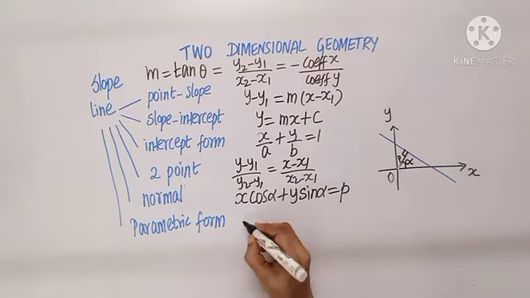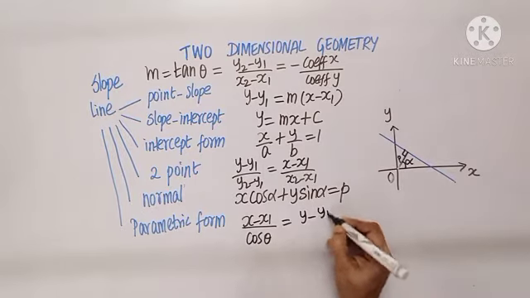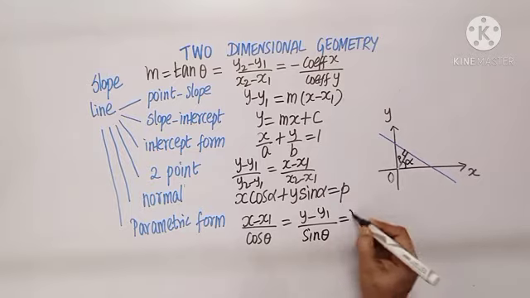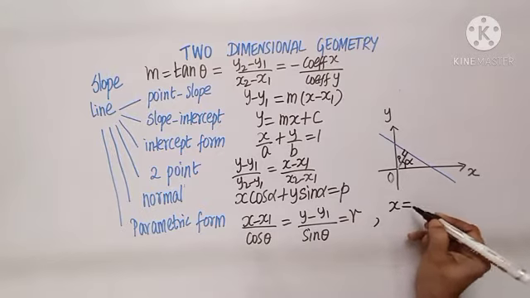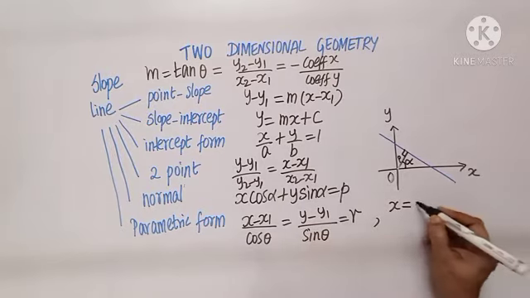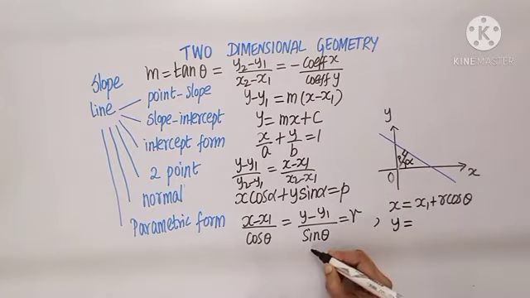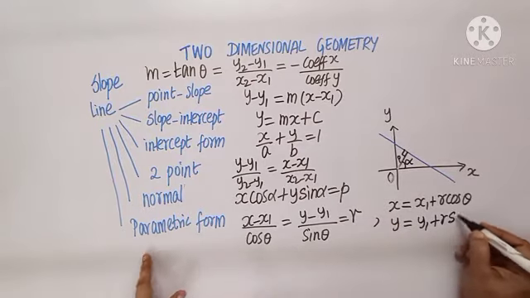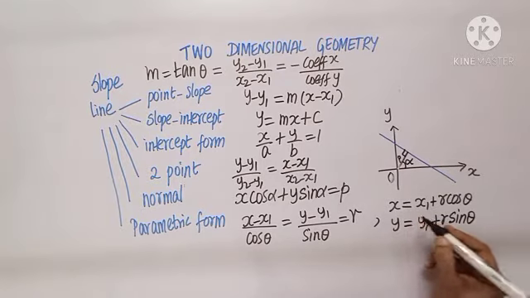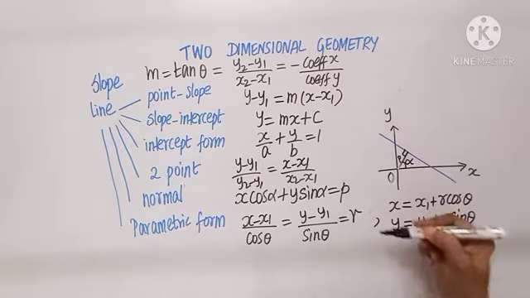Suppose I have an equation like this: (x minus x1) by cos theta equals (y minus y1) by sin theta equals r. We represent x as x1 plus r cos theta, and we write y as y1 plus r sin theta. So this we call parametric form where x and y are represented in terms of theta. So we will do problems based on every formula that we learn here.